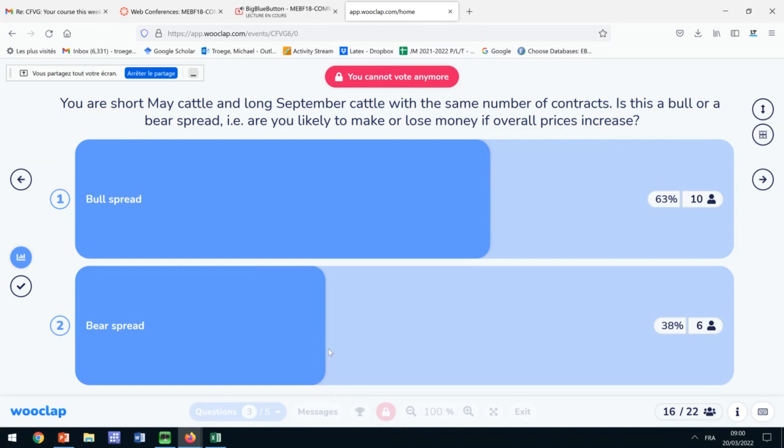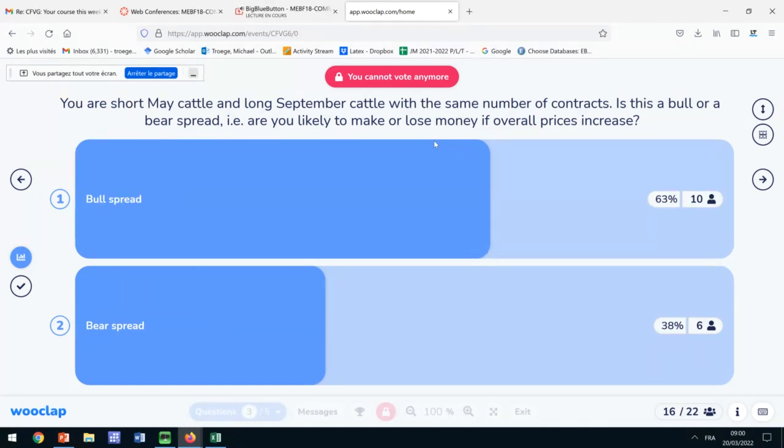But if we are short in the nearby and we are long in the far out, that means that we are placing a spread, a bet on an increase in the slope, like in the previous question. If contango increases, we make money. Now, we are in the cattle market. So when does the contango increase?